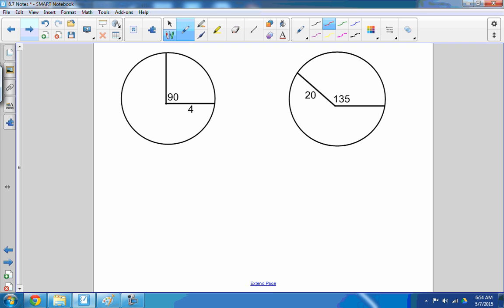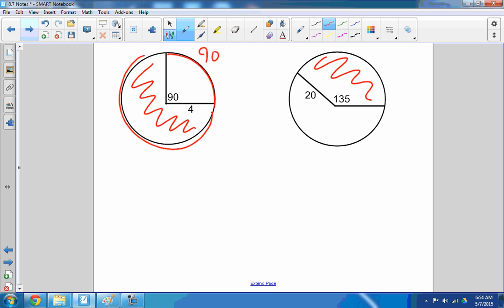All right, so let's practice some of these. On this one, let's find this area. And on this one, let's find this sector area. All right, so the measure of the arc is 90 degrees. Thus, the other side, which is what we're trying to find, has got to be 270. All right, so the area, pi r squared, so pi times 4 squared, so that's 16 pi.